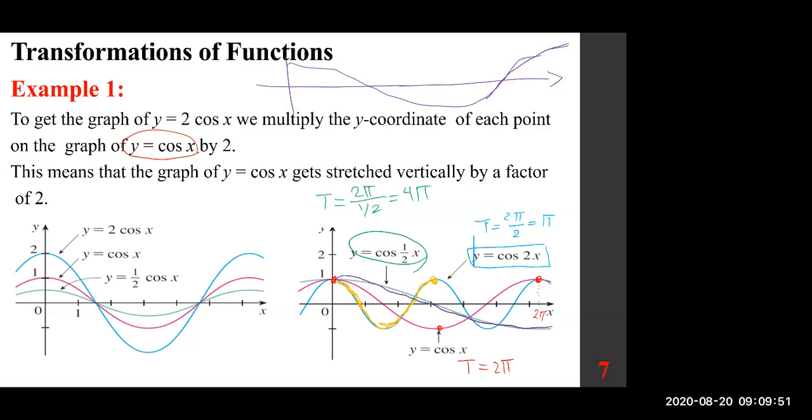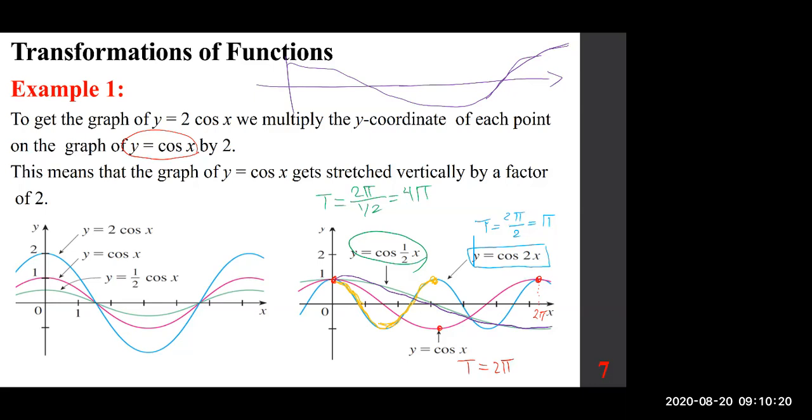So the period originally is 2 pi. When you're dealing with cosine 2x, it's cut in half because 2 pi divided by 2. And when you're dealing with cosine of 1/2 x, then it stretches, okay? So the best way to understand this is looking at the sinusoidal function and looking at the period and the effect that it has. So I hope this is making sense.